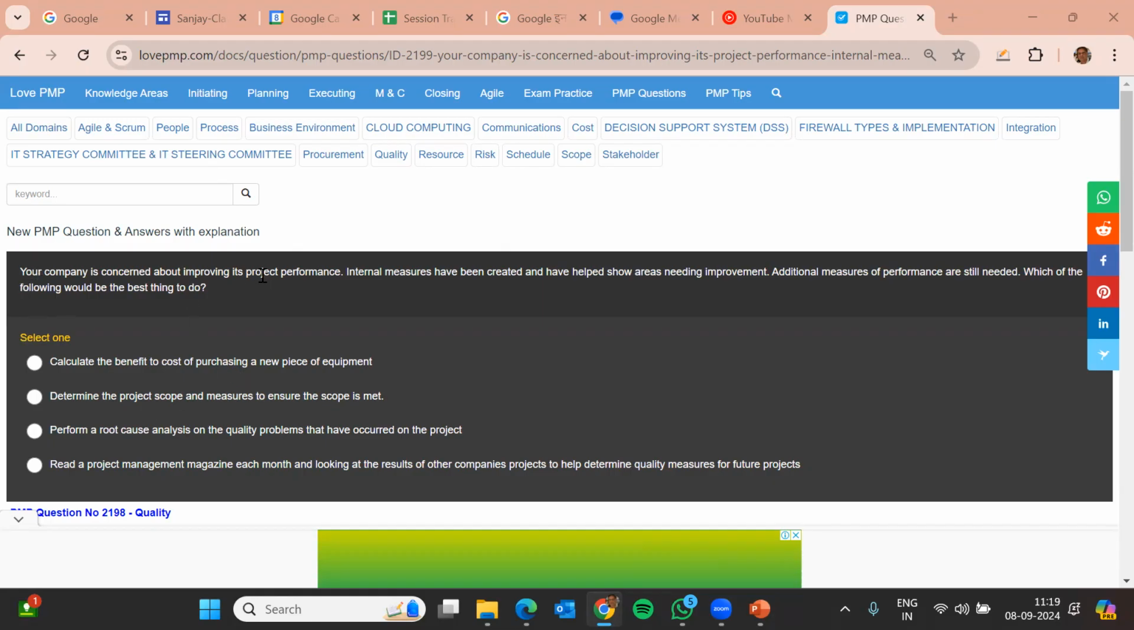Your company is concerned about improving the project. So your problem is that project performance is low, it needs to be improved. Here he is not talking about quality. I mean, it is just an improvement.